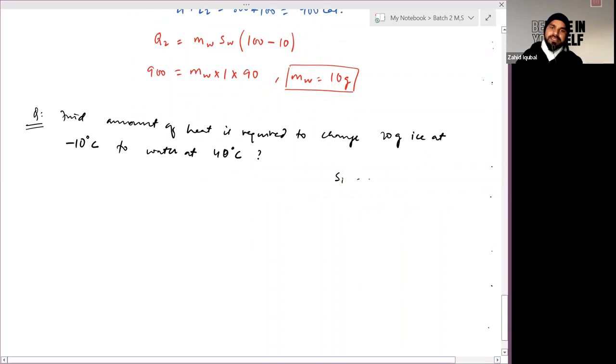Specific heat capacity of ice is 0.5 calorie per gram. Specific heat capacity of water is 1 calorie per gram. And latent heat of fusion of ice is 80 calorie per gram. It should be per Kelvin.